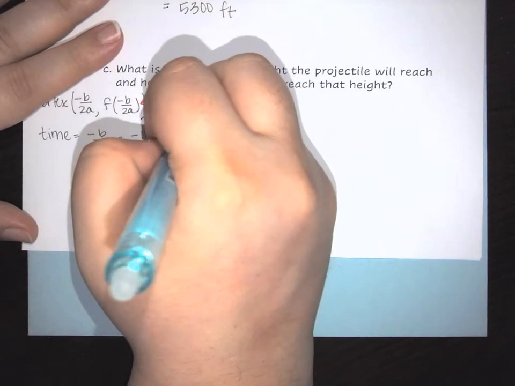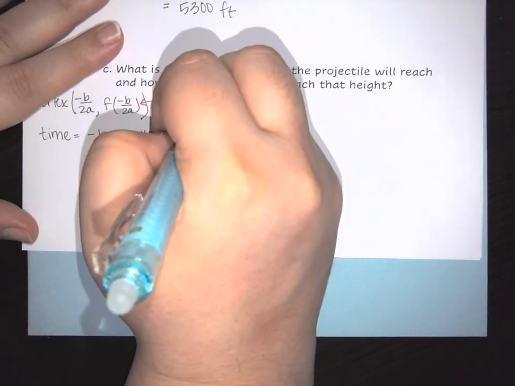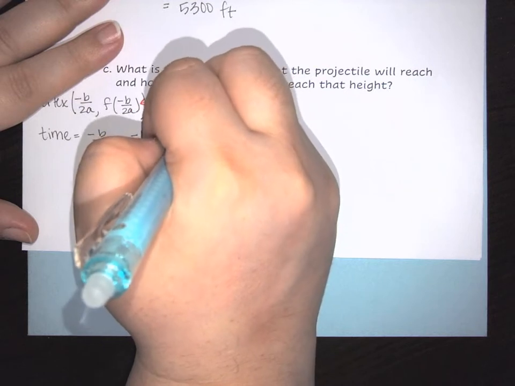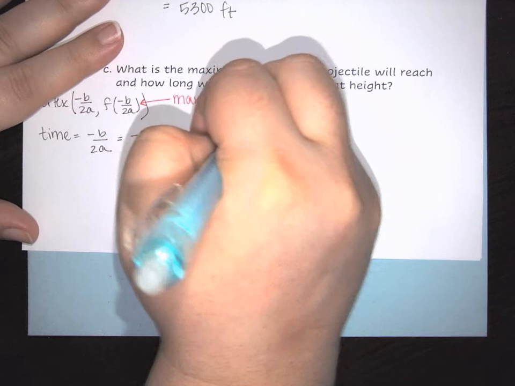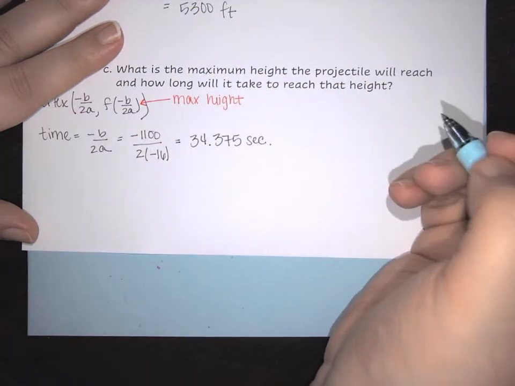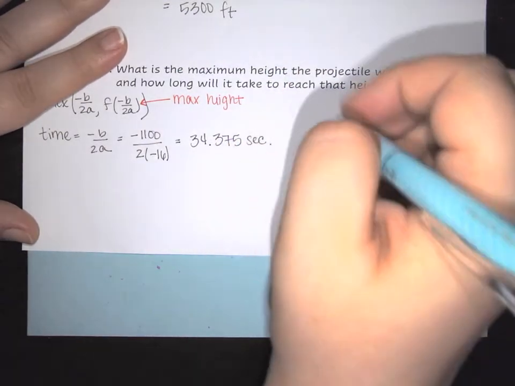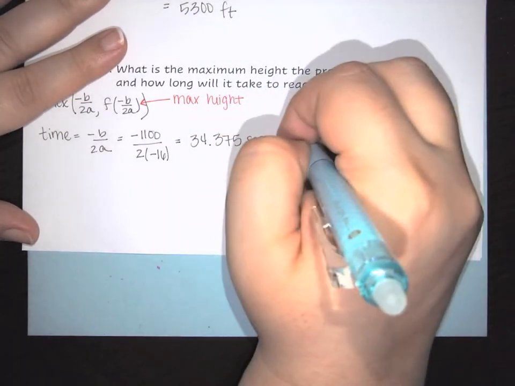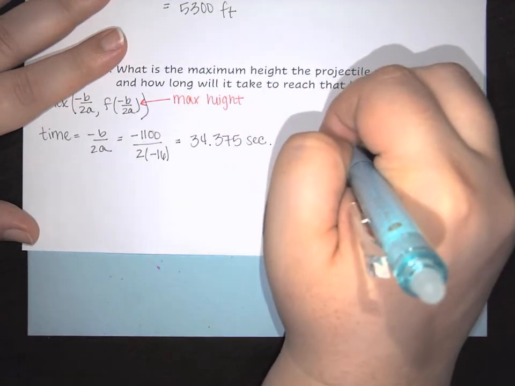We're going to calculate that, and in this case you're going to end up with 34.375 seconds. And since we want to round to the nearest hundredth as needed, we can go ahead and do that. And so this would essentially be 34.38 seconds.